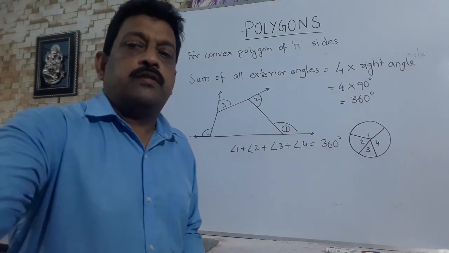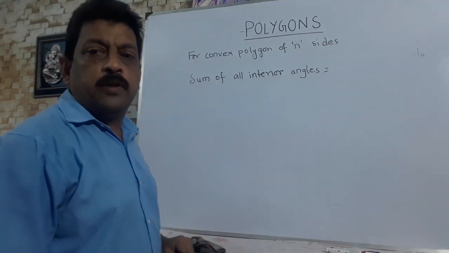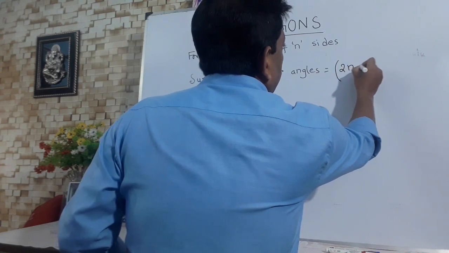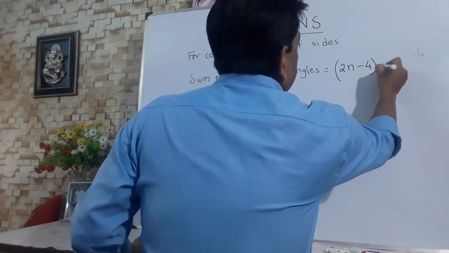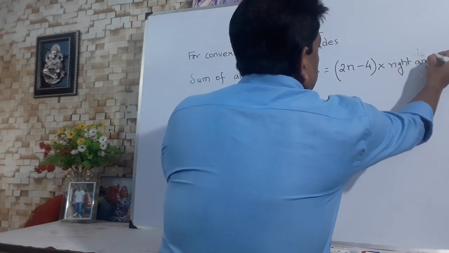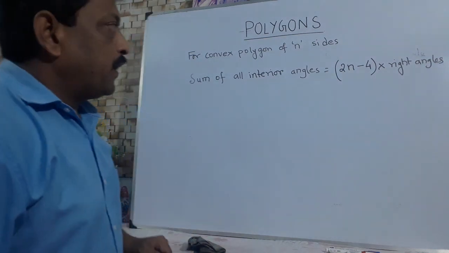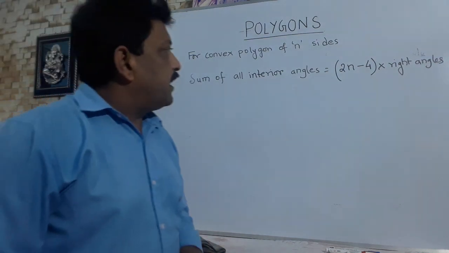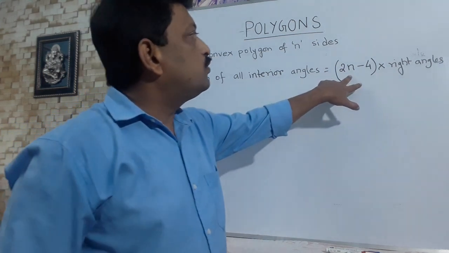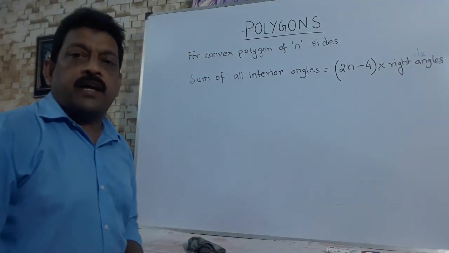Understood? Good. Now the sum of all interior angles of a polygon is given by the formula (2n minus 4) into right angles, where n is the number of sides. So the sum of all interior angles equals (2n minus 4) into 90 degrees.